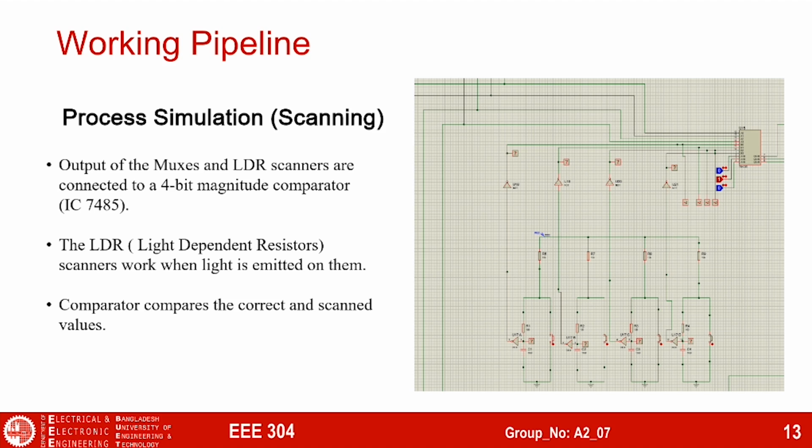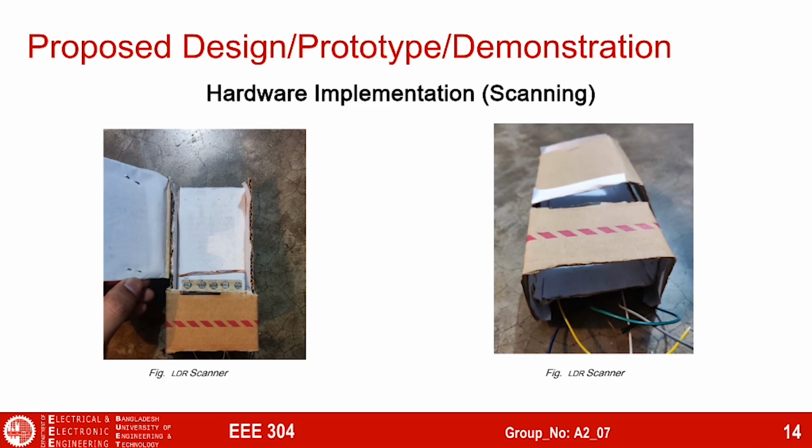So as you can see from the picture, we have simulated the LDR scanners using the four circuit diagrams shown below. The output of the LDR scanners goes to the comparator for comparison with the stored answers. This is our hardware implementation of the scanner, and we have used a total of 5 LDR scanners. The first one from the left is for counting the number of questions, and the next four are for comparing the answers.